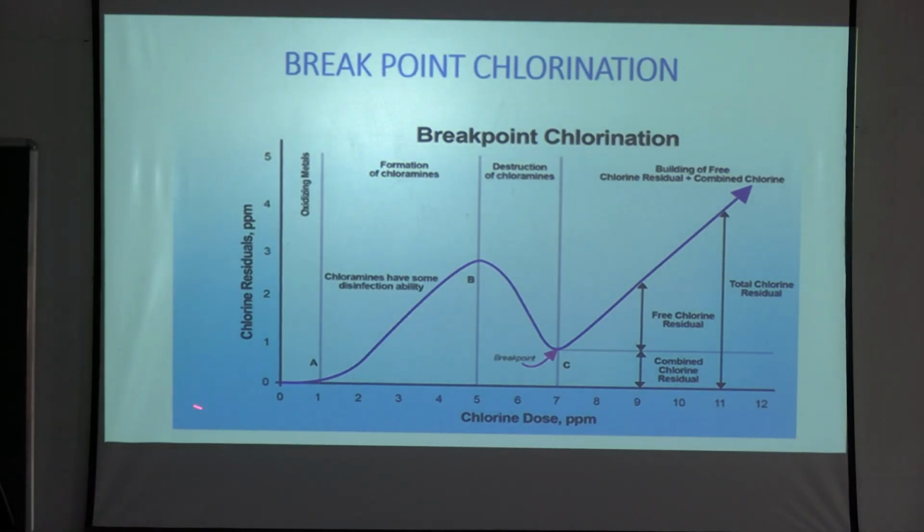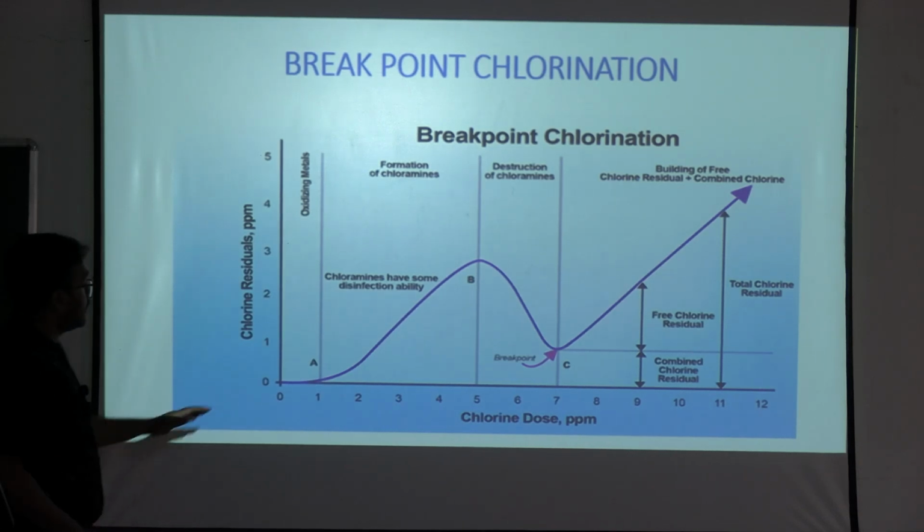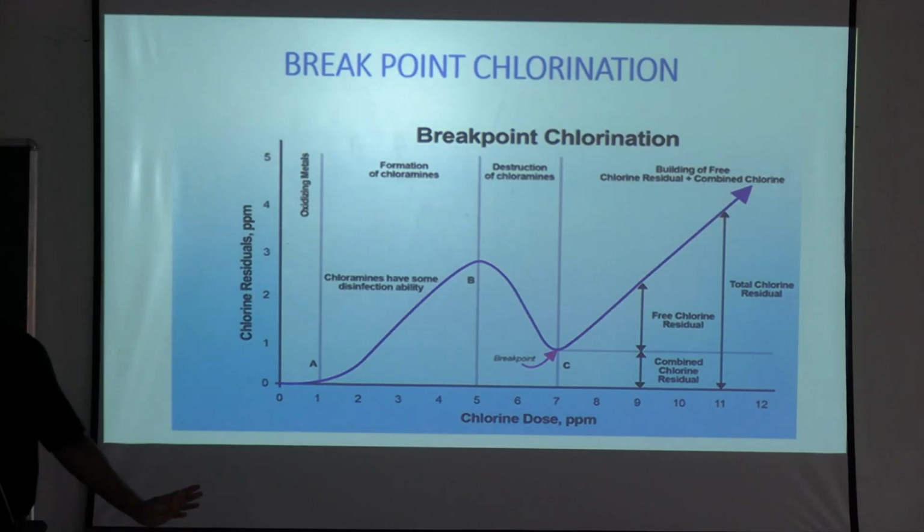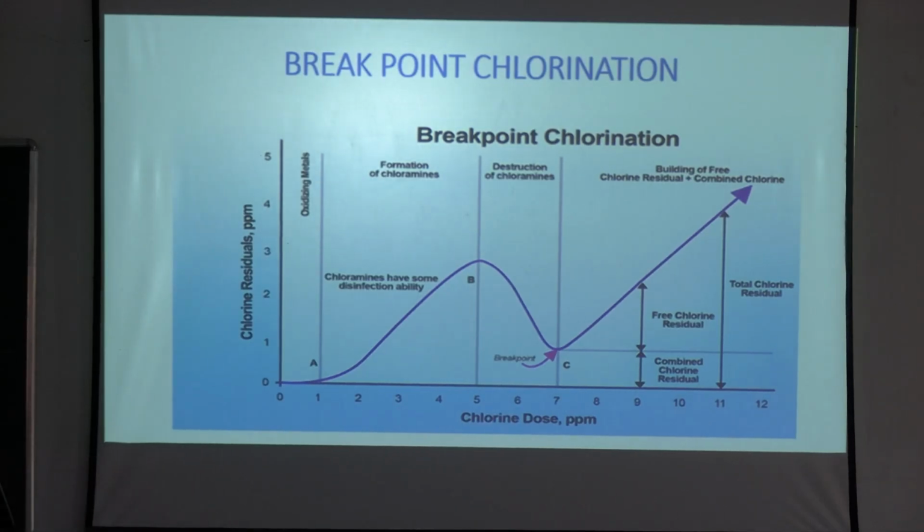See, the x-axis is the dose of chlorine that we are administering into the water, right? And the y-axis is the chlorine residuals, that is, what amount of chlorine is remaining after adding the chlorine. As we add the chlorine, initially the chlorine will be completely utilized in satisfying the chlorine demand of the water. Gradually we will start getting some chlorine residuals. These chlorine residuals are due to the formation of chloramines, okay.